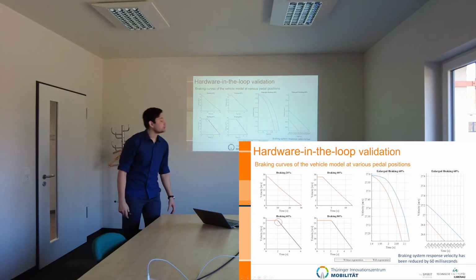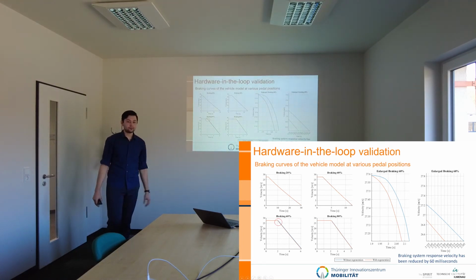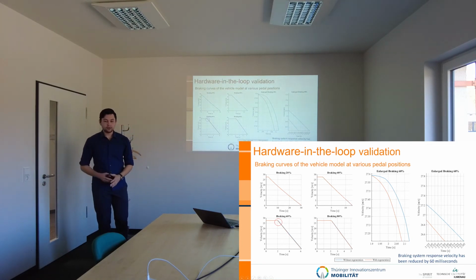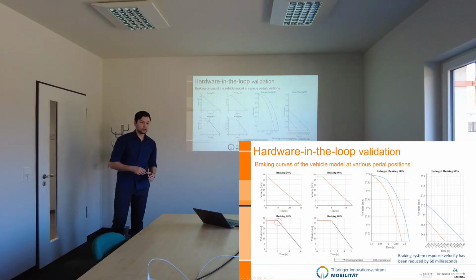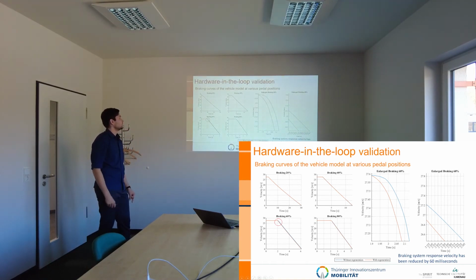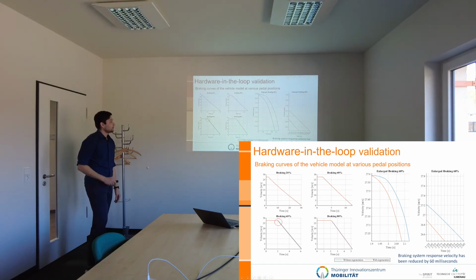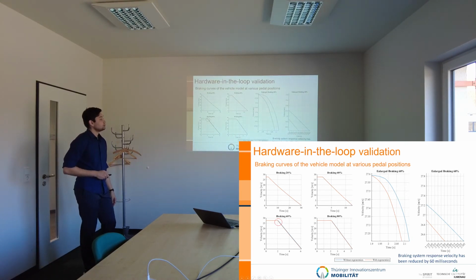That is why we continued with hardware in the loop validation, which was made on a test bench. The test bench consists of an in-wheel motor connected with a load, an alternating current motor, and a lot of sensors: torque sensors, velocity sensors, and temperature sensors. The same experiments were made with the 4 different pedal positions, and you can also see an enlarged graph. Here we can see that the braking system response time has been reduced by 60 milliseconds.